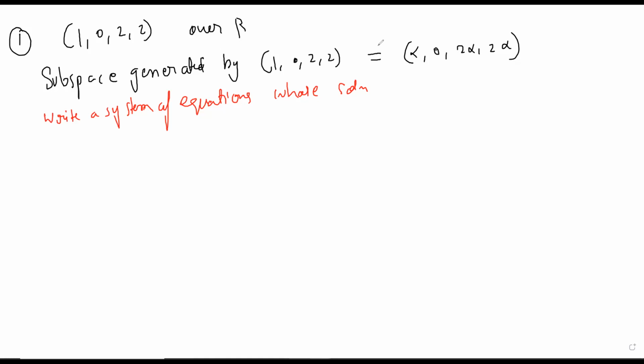So write a system of equations whose solution is exactly this: alpha, 2 alpha, 2 alpha. Of course this is an infinite set, right? You see, one equation will never do the job, because one equation that satisfies this also has more values. Similarly, you have to find more equations so that the intersection of the solutions is exactly this.